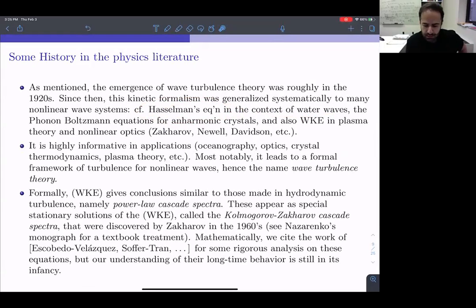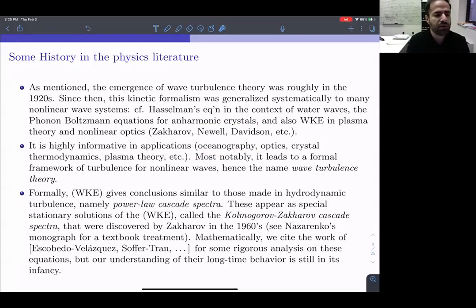In the context of anharmonic crystals, it's called the Peierls-Boltzmann equation, and there are many wave kinetic equations in plasma theory as well. It is very much used in applications, particularly in oceanography for ocean forecasting, in crystal thermodynamics, plasma theory, etc. However, from the physical point of view, the most notable thing about this theory is its strong implications about turbulence for nonlinear wave systems.